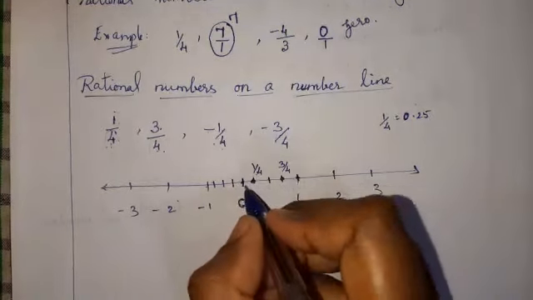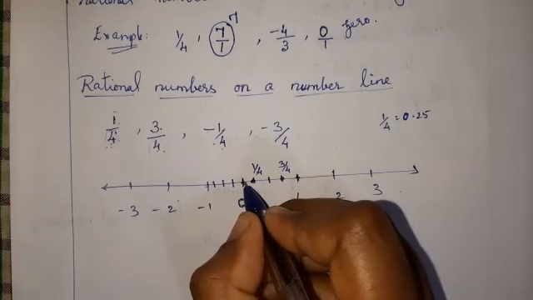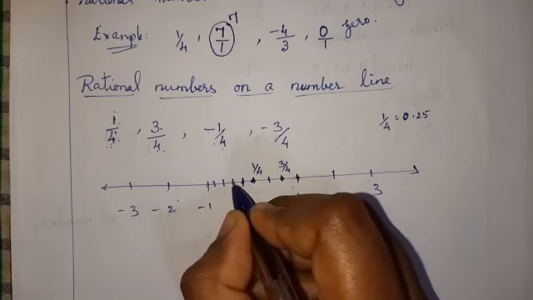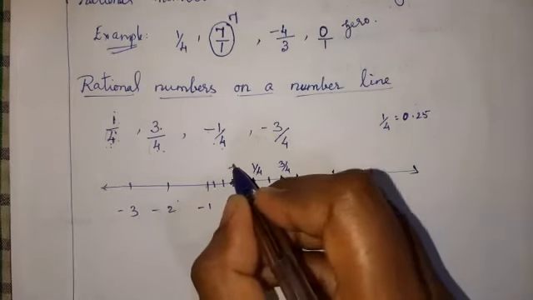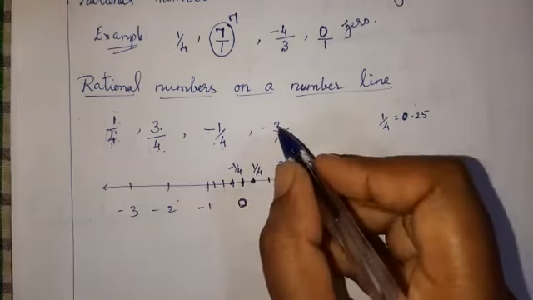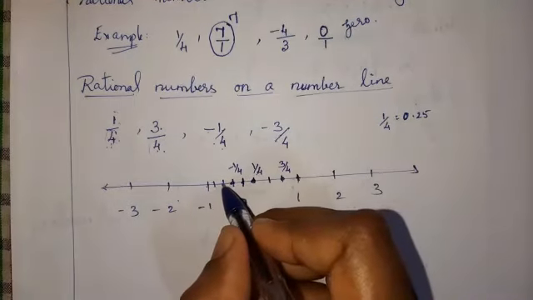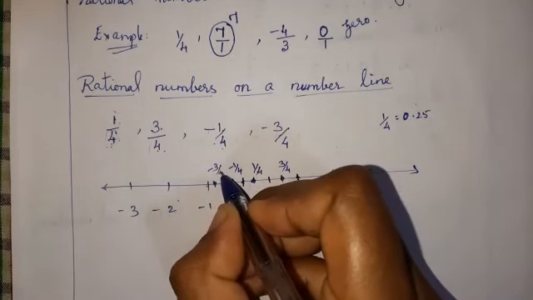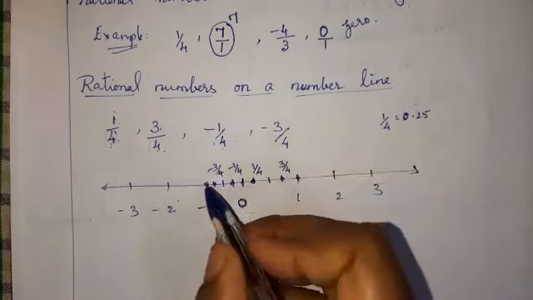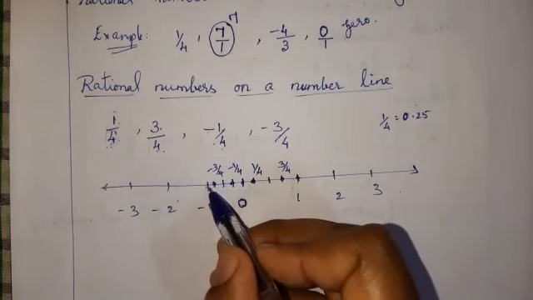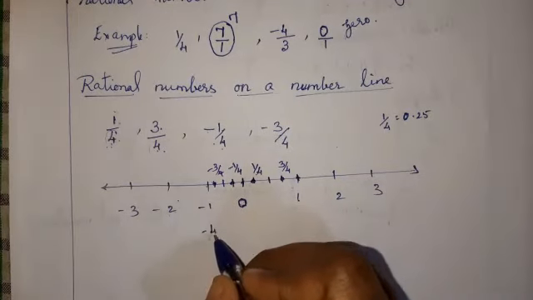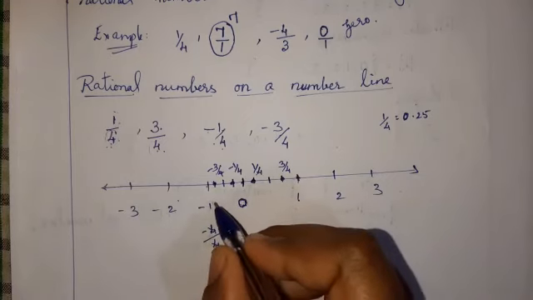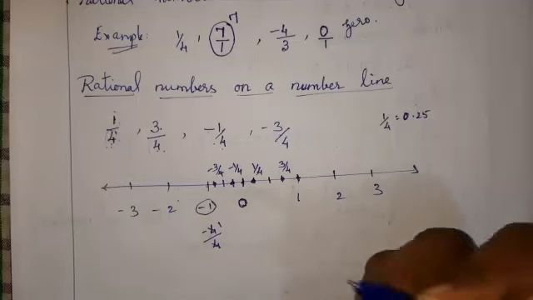Therefore divide the portion between 0 and minus 1 into 4 parts. Minus 1 by 4 means from 0 you take the first position, that is minus 1 by 4. Minus 3 by 4 means 1, 2, 3, the third position. Fourth position means minus 4 by 4. Minus 4 by 4 means what? You can cancel the 4 by 4, that is minus 1. Okay.